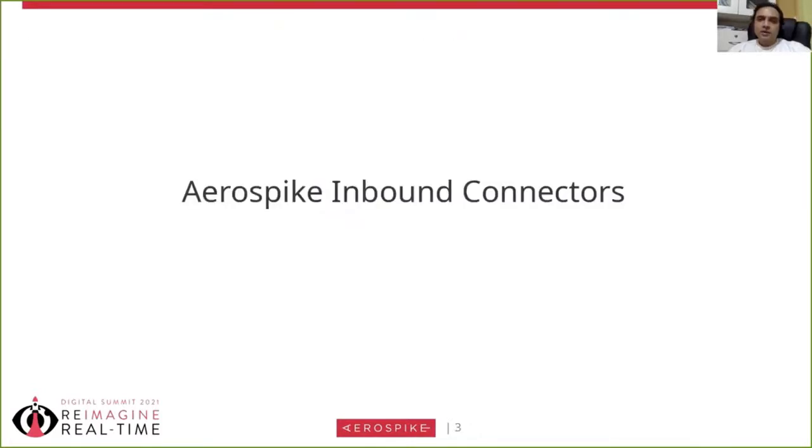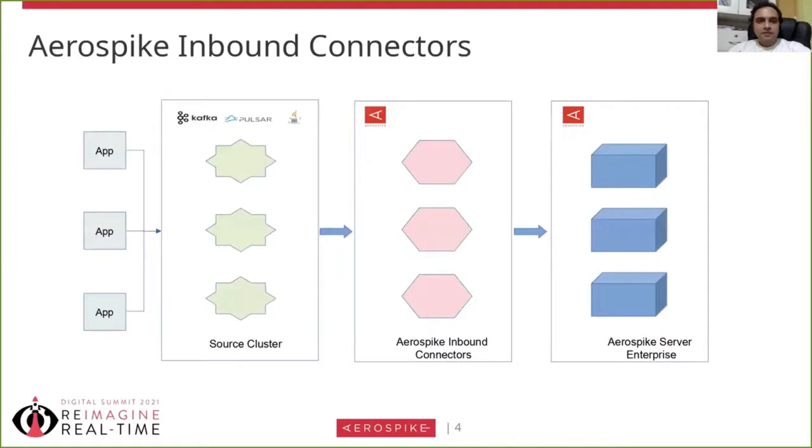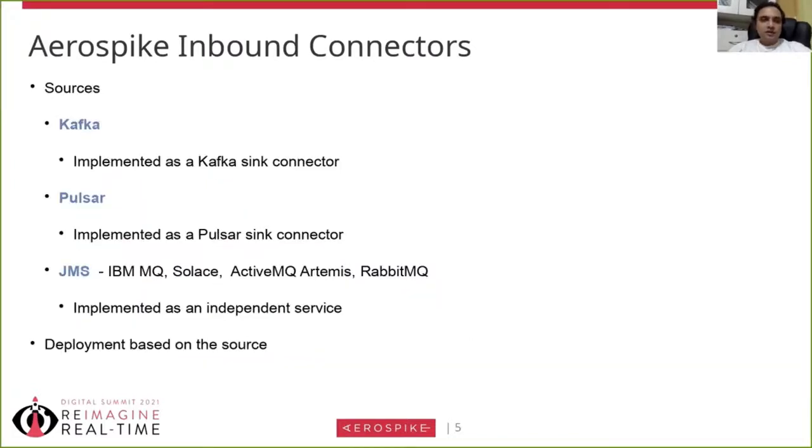Let's start off by looking at Aerospike inbound connectors. So an inbound connector, like I mentioned before, streams changes or messages from a source through an inbound connector into a destination Aerospike server. The changes could be messages or events that user applications push to the source system. For the inbound connectors, we have implementations for Kafka, Pulsar, and JMS. The deployment of the connector depends on the type of source that we are using.